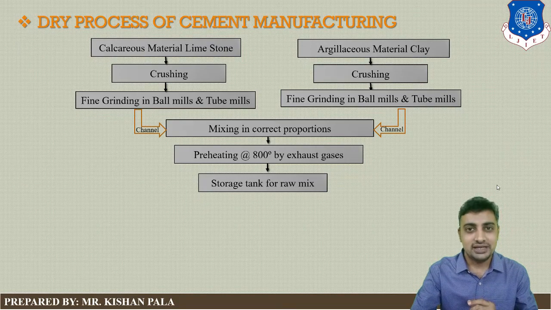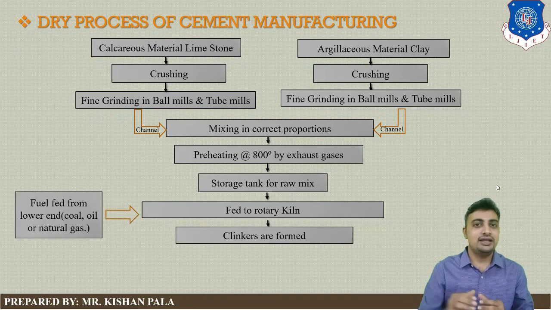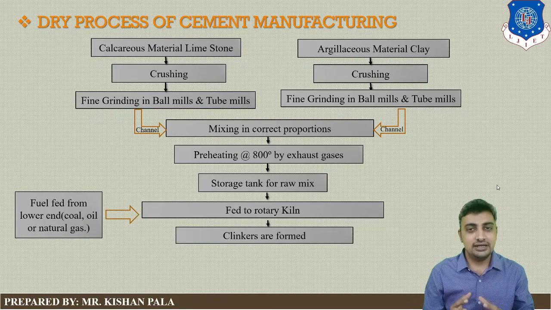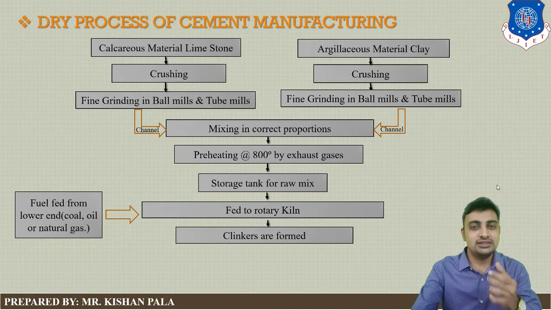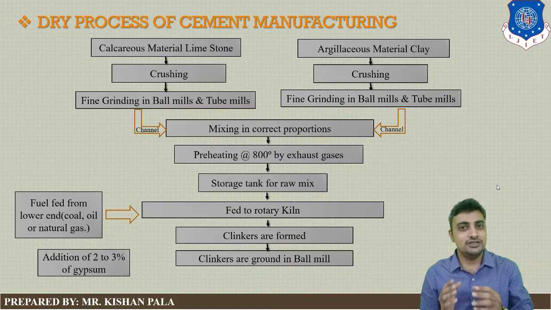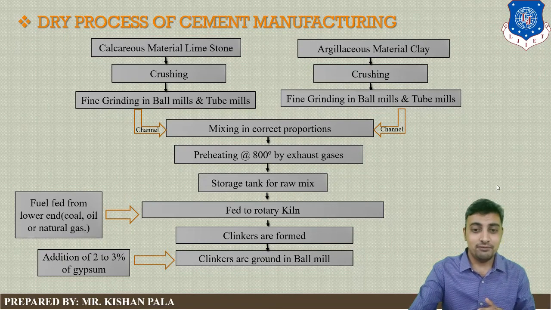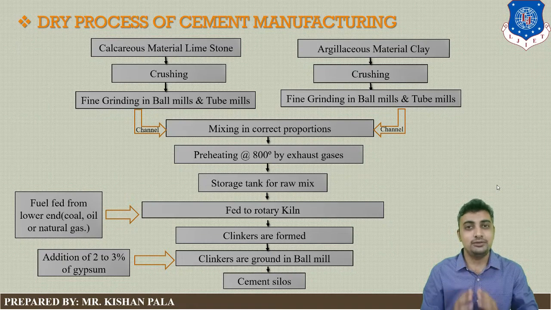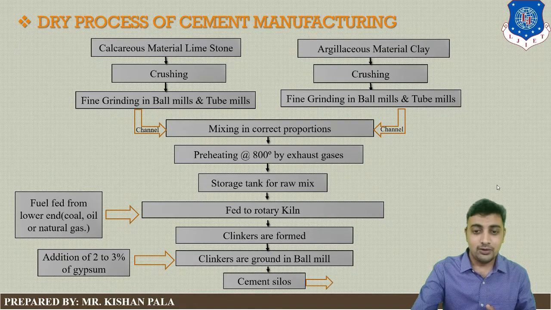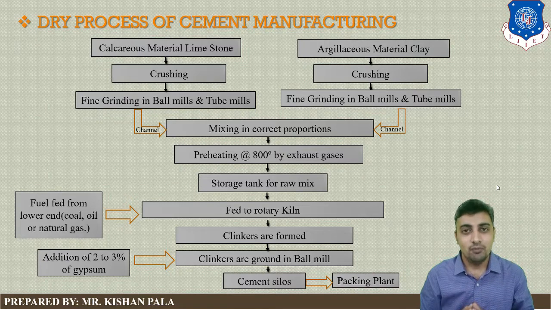Then this raw mix is allowed to fall into the rotary kiln, and we get the clinkers. After getting the clinkers, you allow them to fall in the ball mill, and you have to add 2 to 3 percent of gypsum to prevent the flash set of the cement mass. Now we have the final product, cement, stored in the silos and sent for packing. For cement, we generally pack each bag of 50 kg or 0.035 cubic meters in volume.